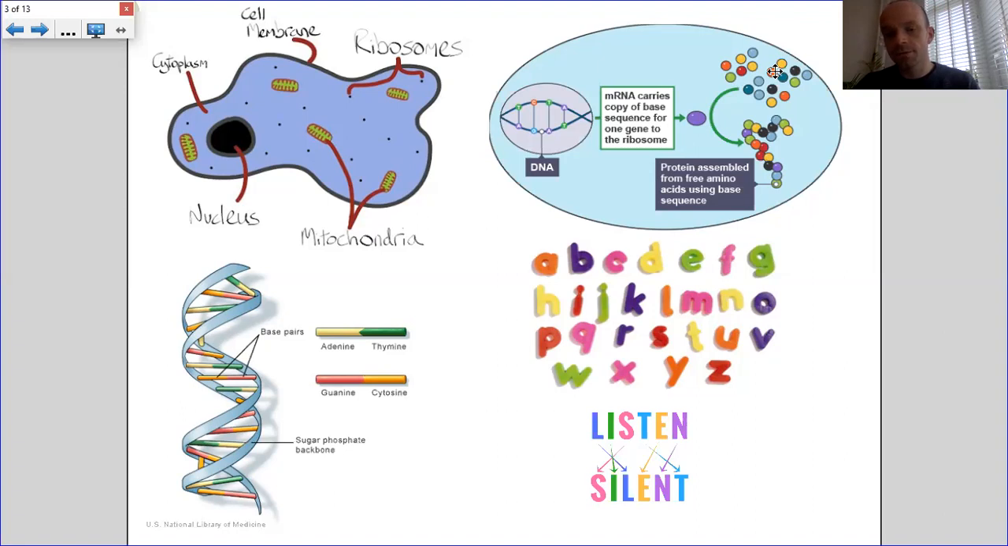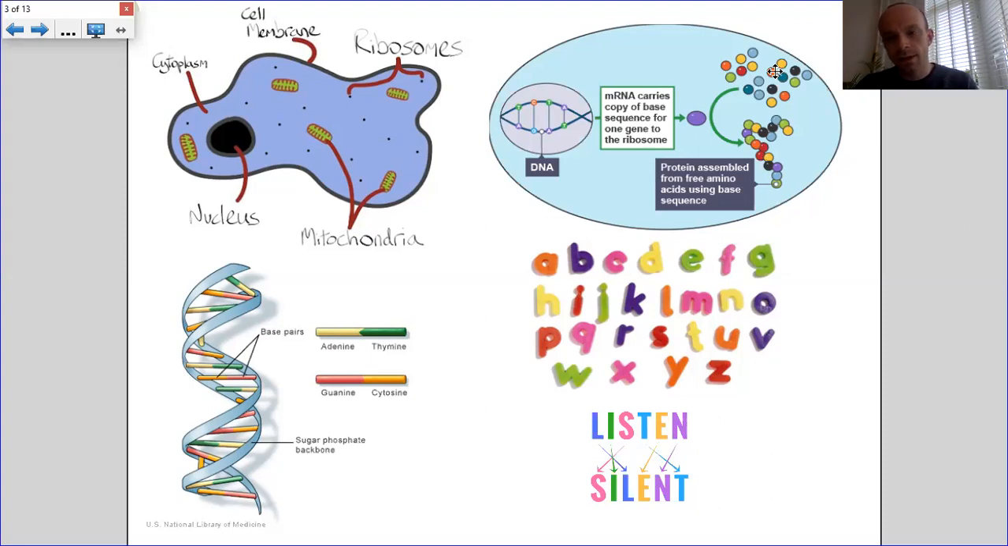So for example, down at the bottom of the screen, if I take those letters, LST, IEN, and I order them, I can give you an instruction. I can say to you, listen. But if I rearrange exactly the same letters and put them in a different order, then actually I'm changing my instruction. I'm telling you to be silent now.